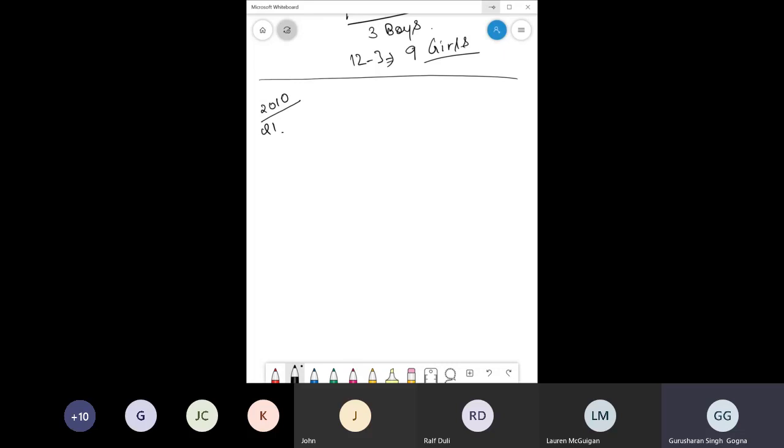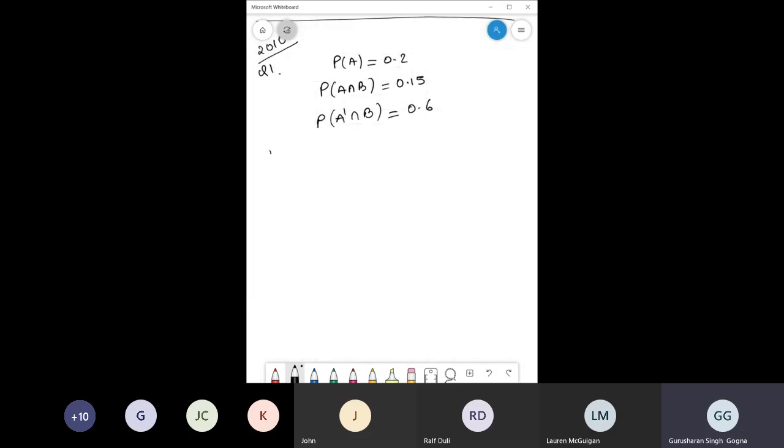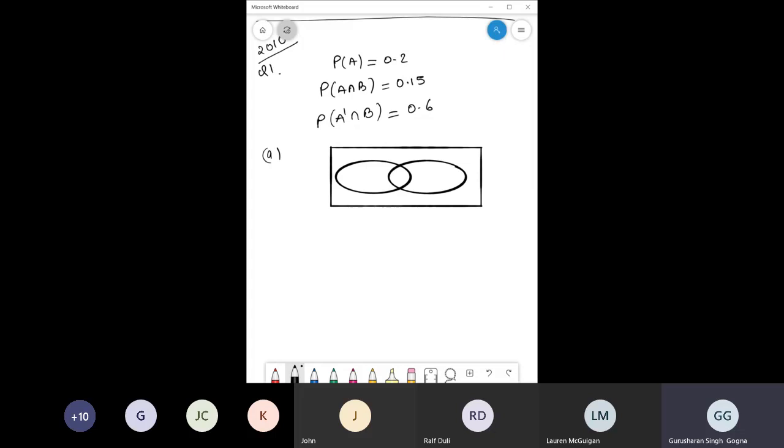What is the question? Two events A and B are such that probability of occurrence of A is 0.2, probability of A intersection B is 0.15, and probability of A complement intersection B is 0.6. So the first part of this question is complete the Venn diagram. So they give you a Venn diagram and you need to complete that.